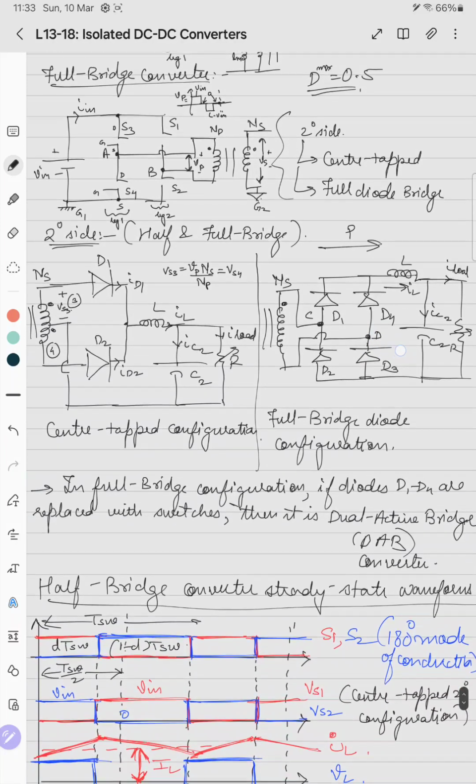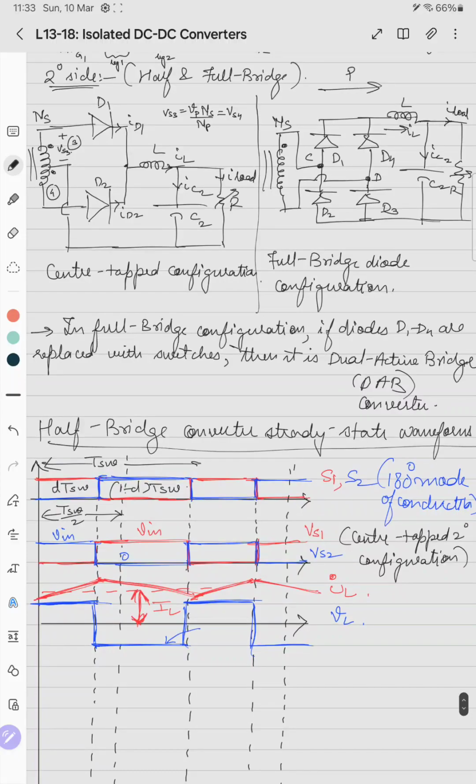So the voltage across the inductor in the other cycle will be Ns by Np into V in by 2 minus V naught, and in this case it will be minus V naught, just like the push pull converter.